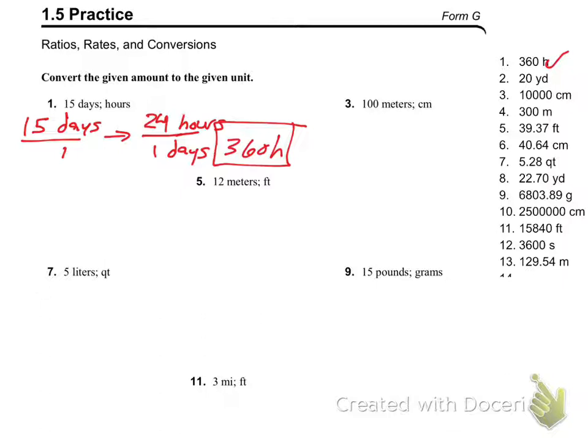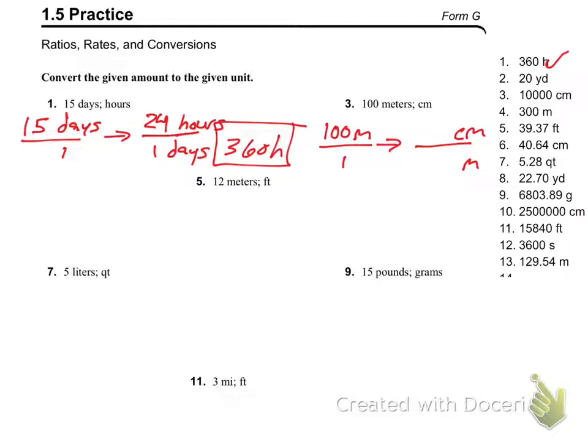All right, then we have 100 meters to centimeters. So I'm going to do 100 centimeters over 1. Sorry, back up a second here. I got this one wrong. 100 meters over 1, that's what I'm starting with. I want to convert that into centimeters, and then meters goes on the bottom.